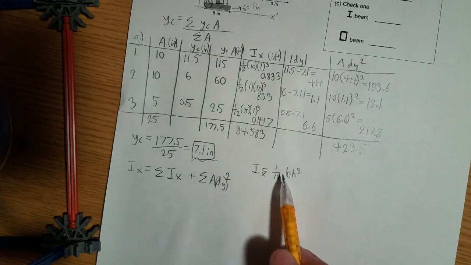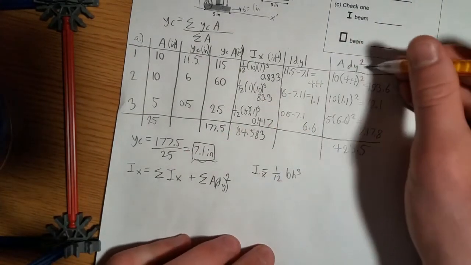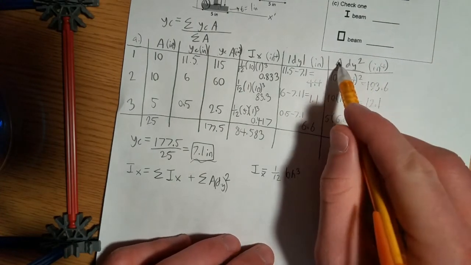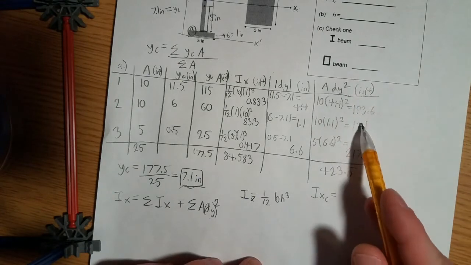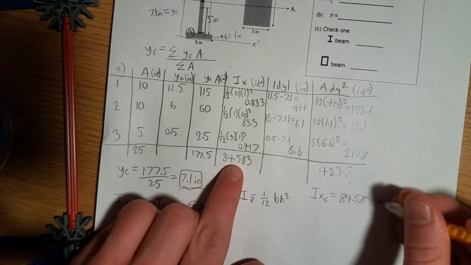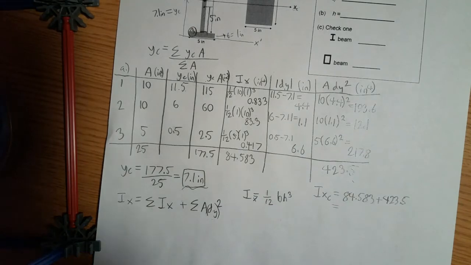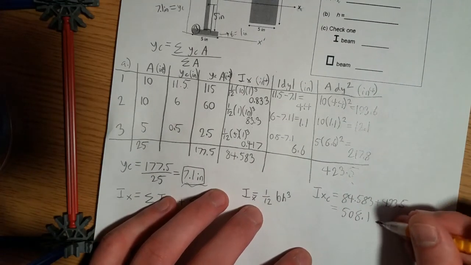And then the units for these are inches to the fourth. As you can see in our equations here, base times height cubed, that's inches cubed times inches, inches to the fourth. This is again inches squared times inches squared, so also inches to the fourth. And so overall, IXC is going to be equal to 84.583 plus 423.5. And that is 508, let's say 0.1 inches to the fourth.